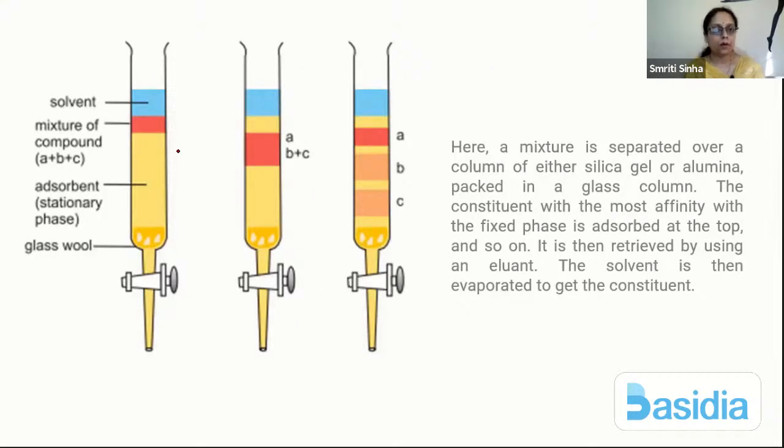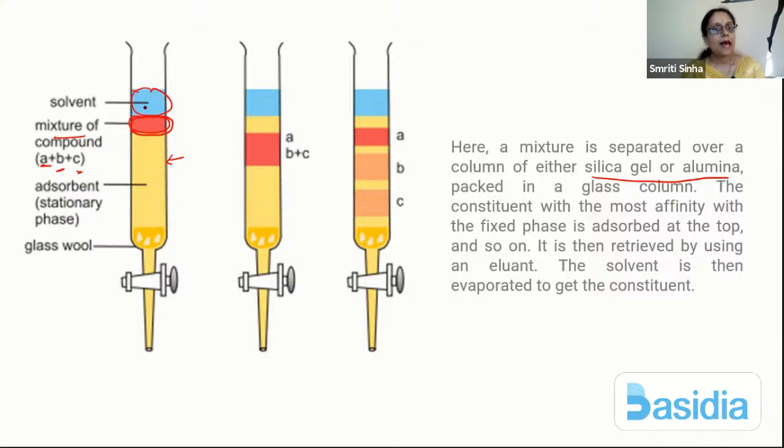In column chromatography, you need to take a burette-type apparatus. You can even take a burette. You have to fill it with silica or aluminium. This acts as the solid phase or stationary phase. On this, you have to load a substance, that is, the mixture of components which you need to separate. This is a mixture of A, B, and C. Now you are going to allow a suitable solvent to run through this.